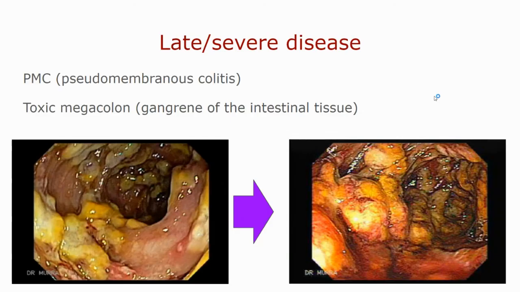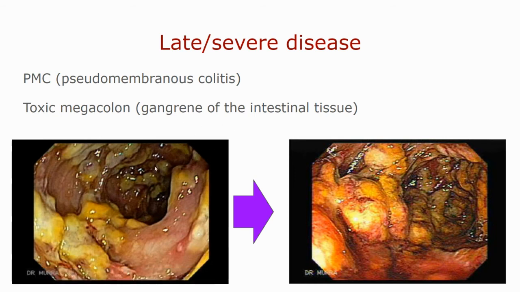And this is what happens if you get late or severe stage C. diff infections. On the left here, we have PMC or pseudomembranous colitis. Basically, you can see all this inflamed and damaged intestinal tissue here. It's all yellow. There's pus buildup. It's all inflamed. This means that there's bacteria growing all over here, and the immune system's trying to fight it. Lots of exotoxin being produced. This obviously going to be really painful. You're going to have lots of symptoms.